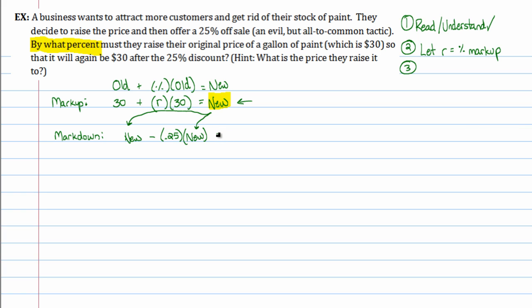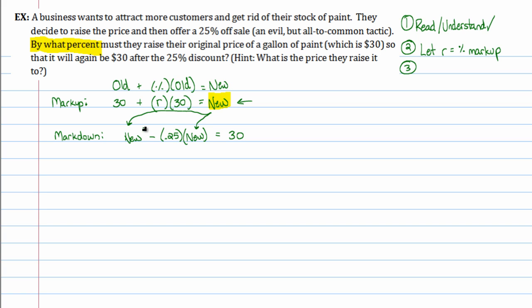And this, after that markdown, they want it to result in $30. Now, this is a tough problem. This is not one that's very common. But I want to show you, because most people say, well, they mark it up by 25%, so that when they mark it down by 25%, it's back to $30. But it's not true. So here we go.